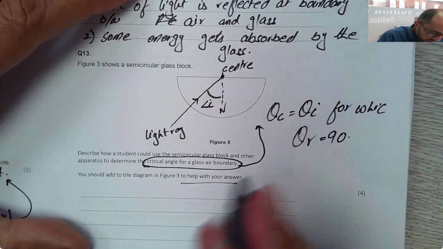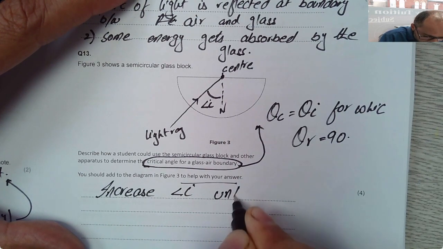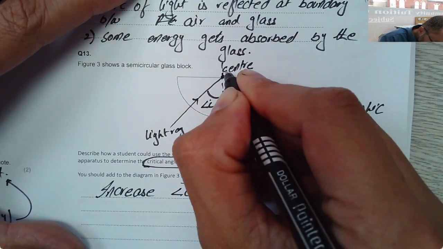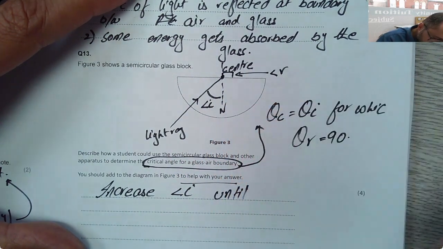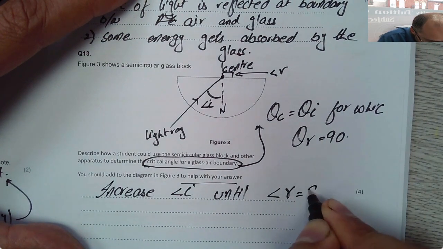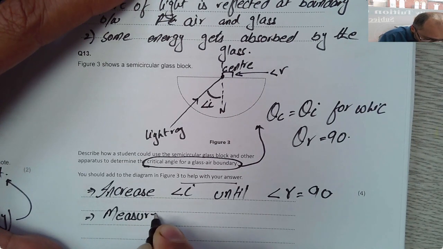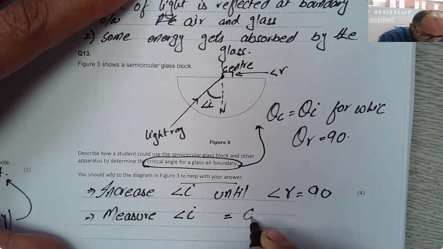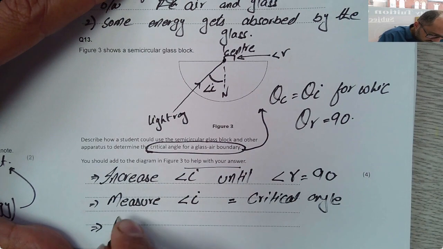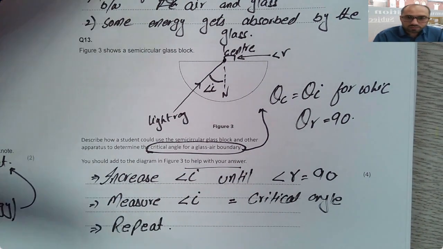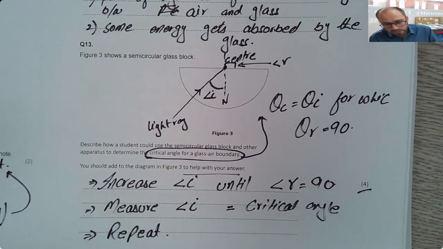All I'm going to say now is I'll say increase angle I until, here's my normal, here is my angle R, right? Until angle R is equal to 90. I'll say measure angle I, this is equal to critical angle. Then I'll say repeat. So not a difficult question, but look, it carries 4 marks, right? So important from your exam point of view.